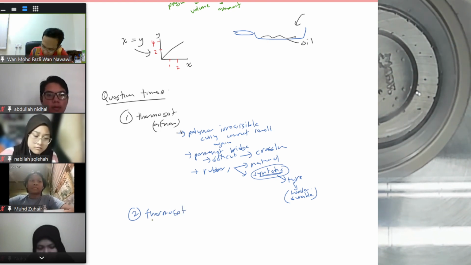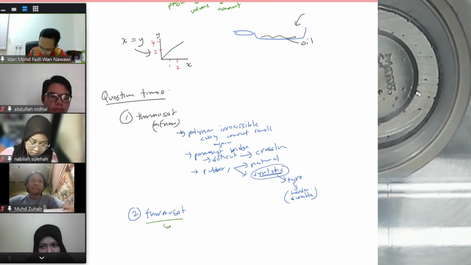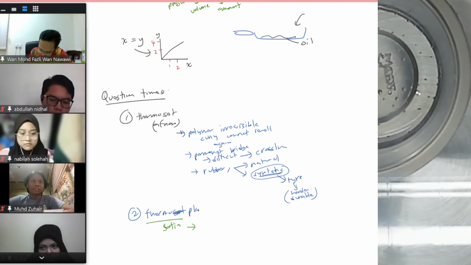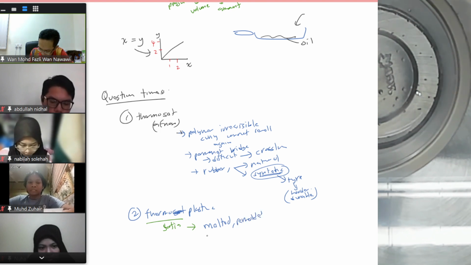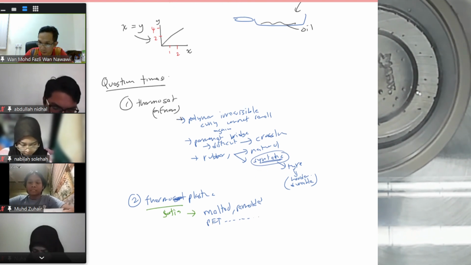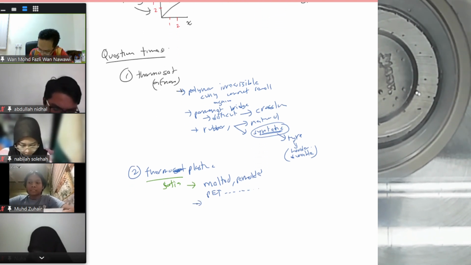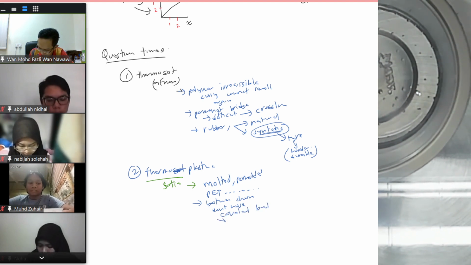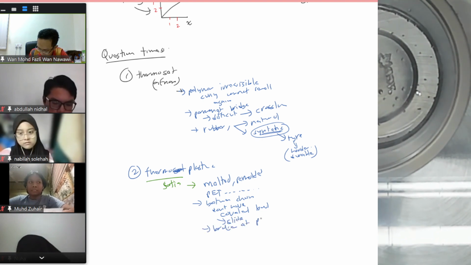Sophia. Okay, Sophia, faster. Thermoplastic can be melted and remolded again and again. Examples of thermoplastic are PET, HDPE, PVC, LDPE, PP, PS, nylon and PC. Between the chains, it doesn't have a covalent bond, so it will soften and the chains easily slide. It will break at melting temperature, and when it cools it will harden again.